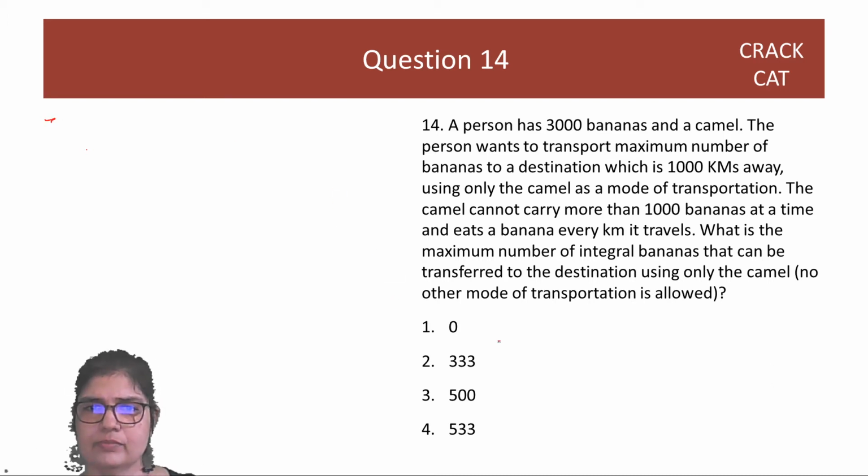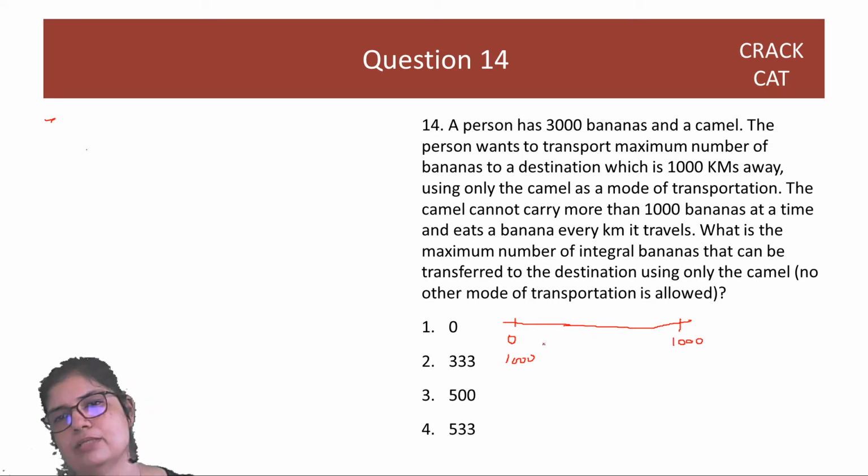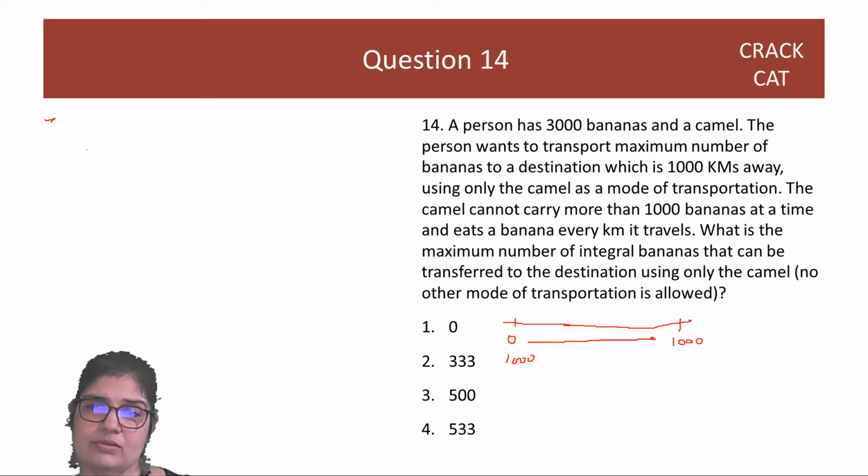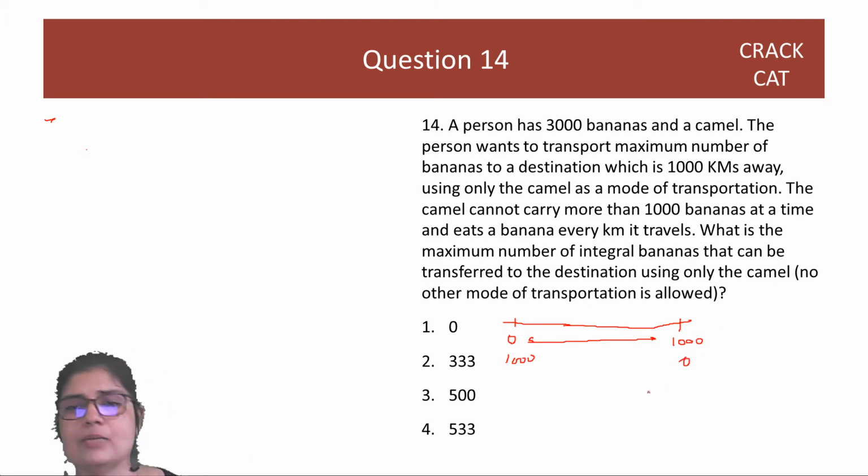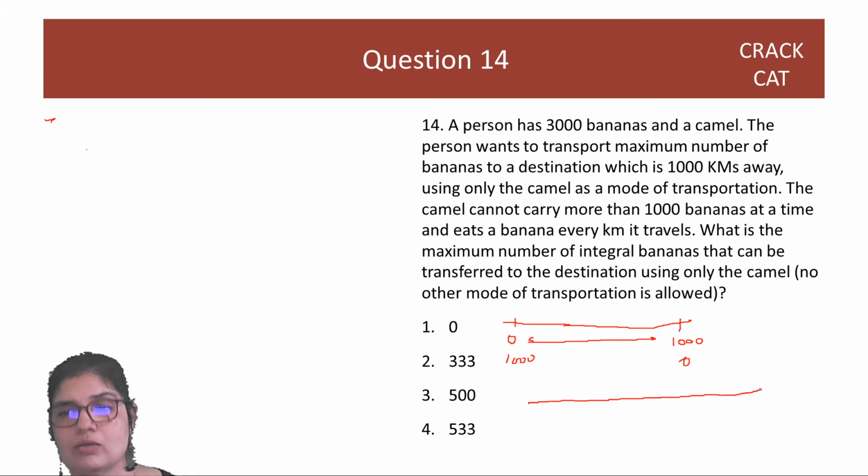Okay, 1,000 bananas are here at point 0 and he has to reach 1,000 kilometers. This is point 1,000. Now he will have to eat all 1,000 while walking, right? Because he just has to do this 1,000. So when he reaches, he'll have 0 bananas. But let's see what happens if he starts with 2,000.